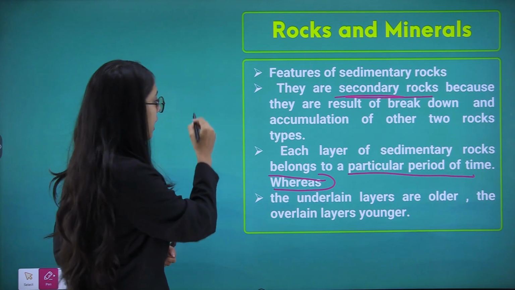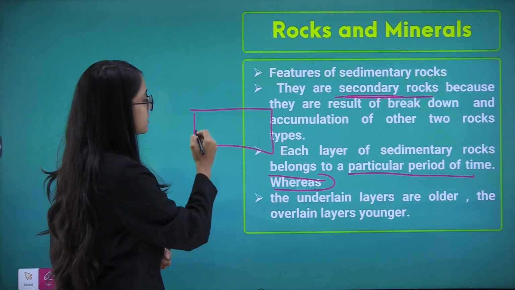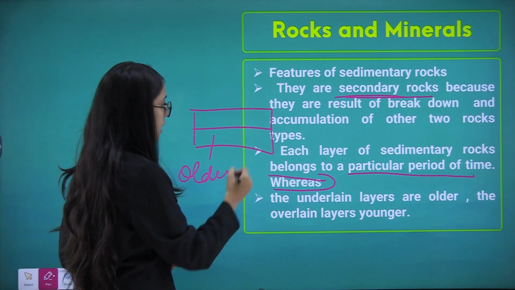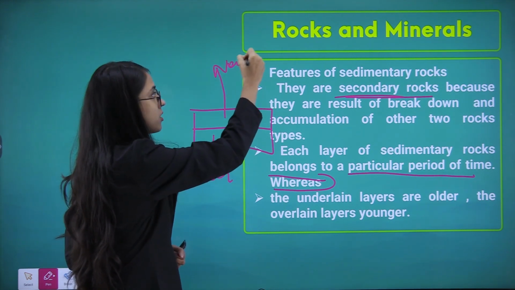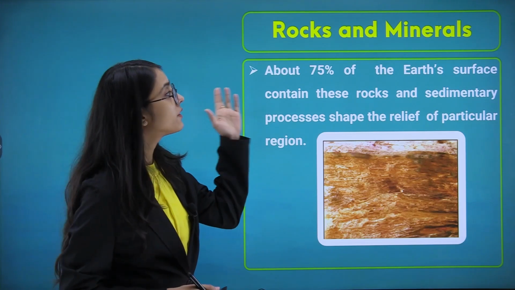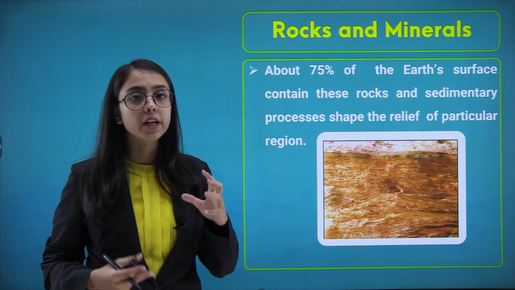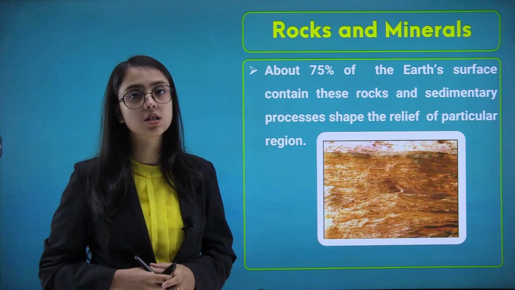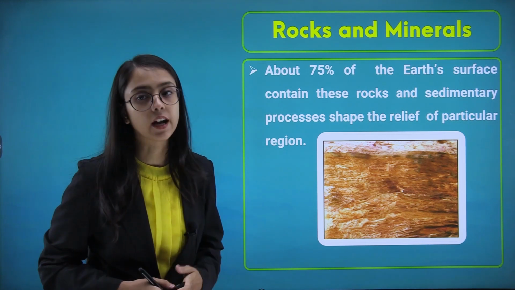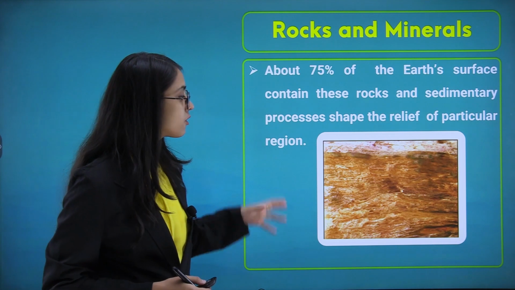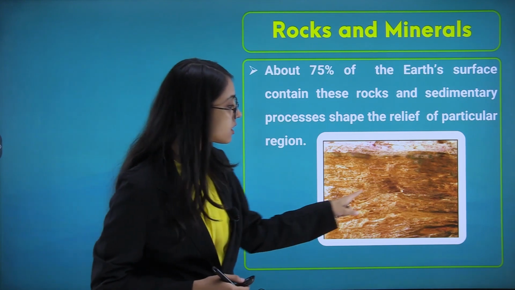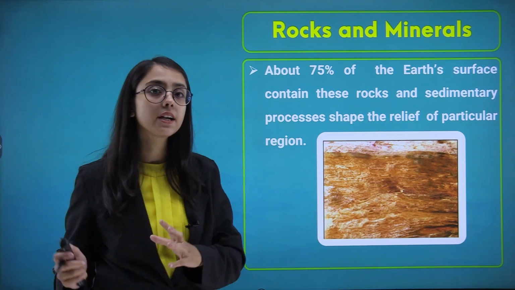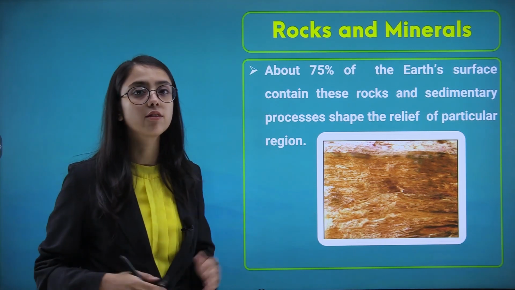For example, if we have a sedimentary rock and it is divided into layers, this may be older and this may be new. Now, about 75% of Earth's surface is made up of sedimentary rocks, and these sedimentary rocks also result in shaping of different landforms. Here is an example of sedimentary rocks. You can see different layers of rocky material which is being sedimented or settled down over a period of long years.